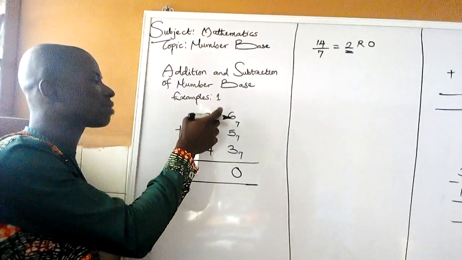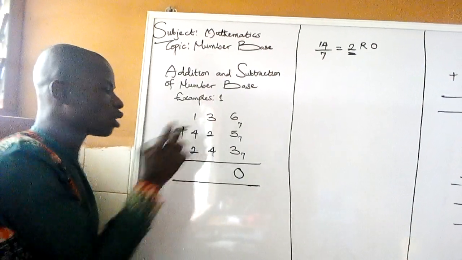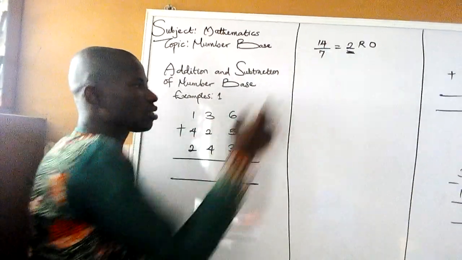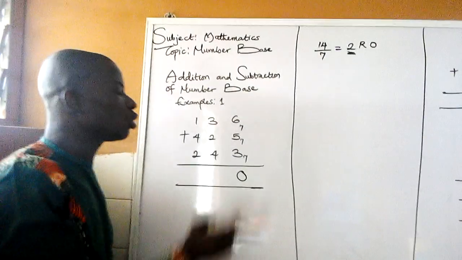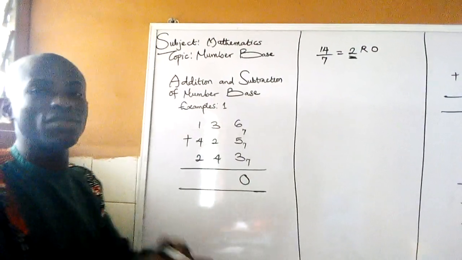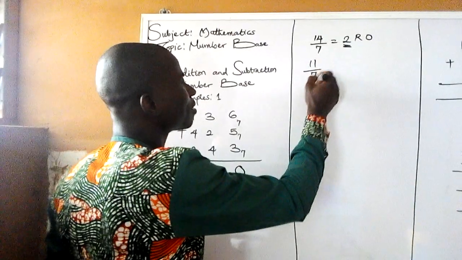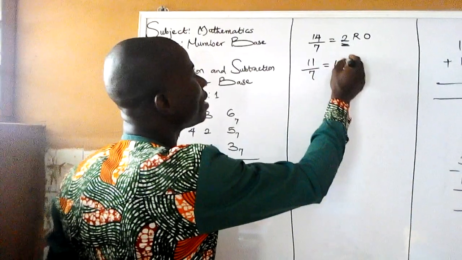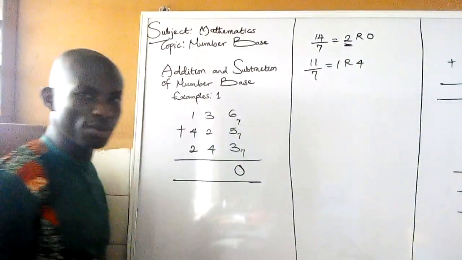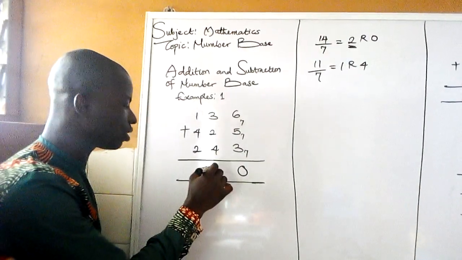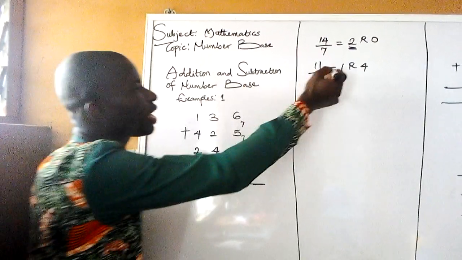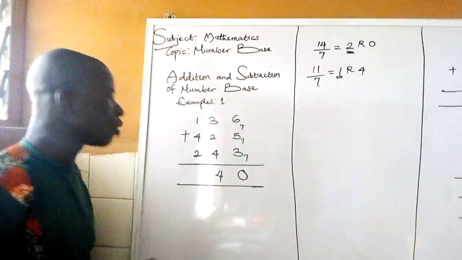Then you have 3 plus 2, 5 plus 4, 9 plus these 2. That is 11. So you divide it by the base because 11 is greater than the base. 11 divided by 7 is 1 remainder 4. Are we together? So you write your remainder, you keep this 1. Then we proceed.